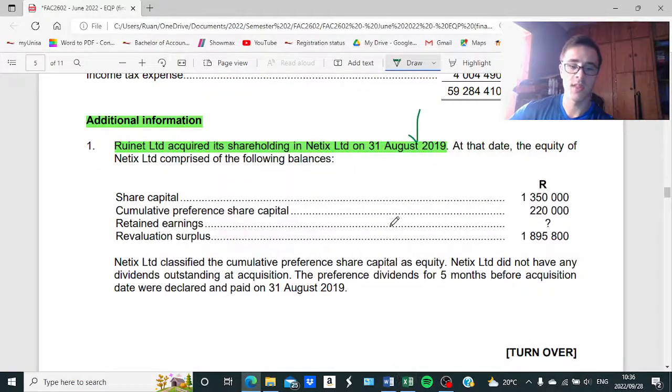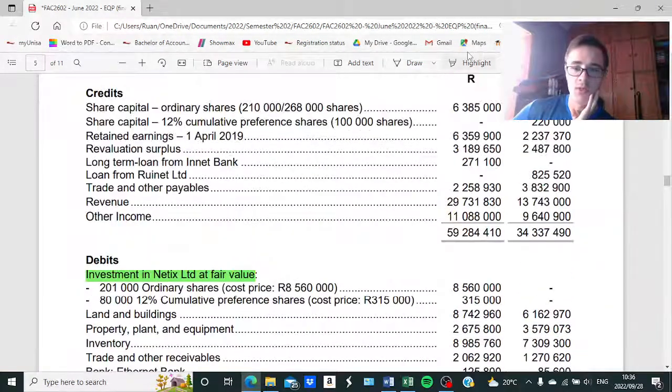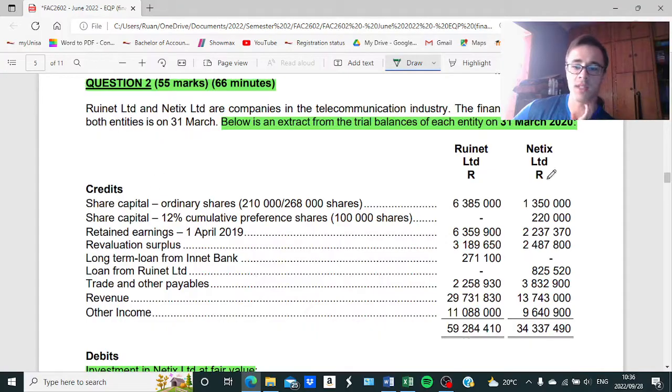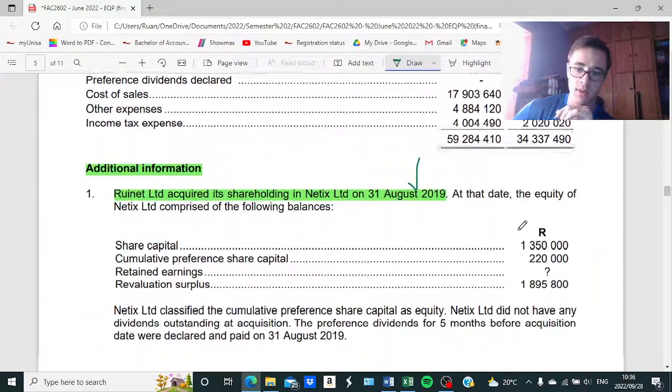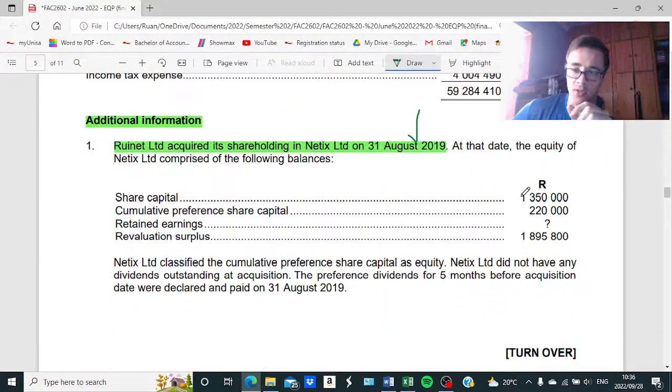And this balance should also be reflected in your trial balance. Let me just go back. If you go back to your trial balance, you will see that the share capital balance for Natex Limited is also 1.35 million, because in this module, we will assume that the share capital of the subsidiary does not change since acquisition. So the balance that they give you as the year-end balance will be the same as the balance at acquisition, which will be eliminated for consolidation purposes.